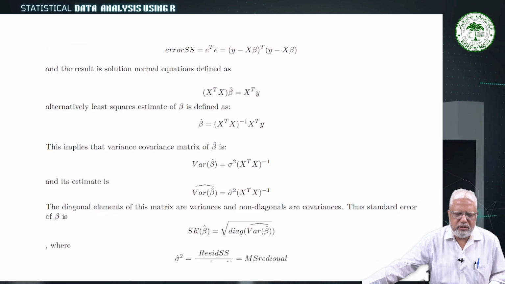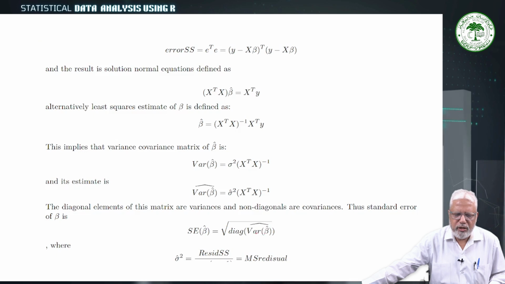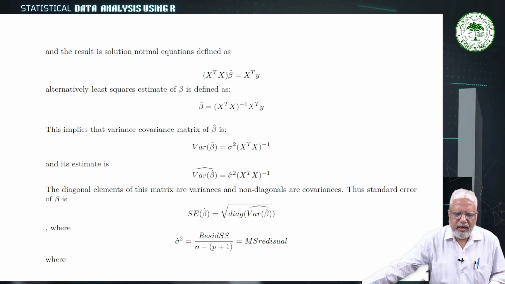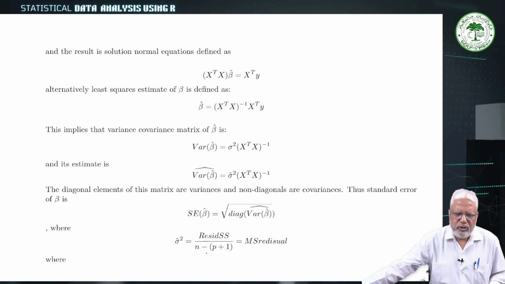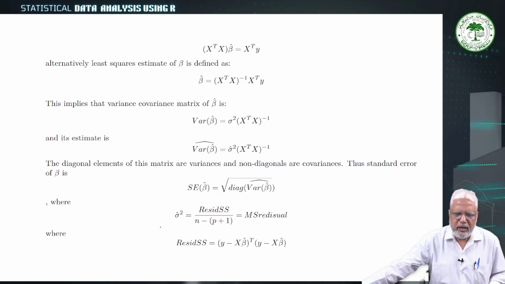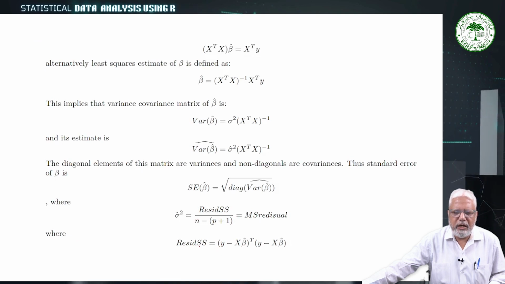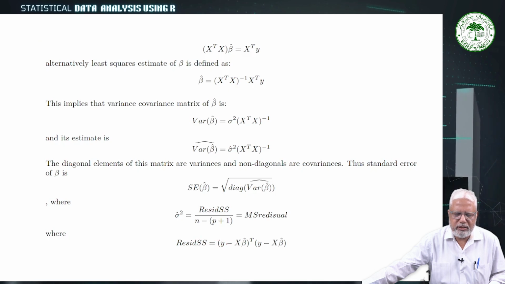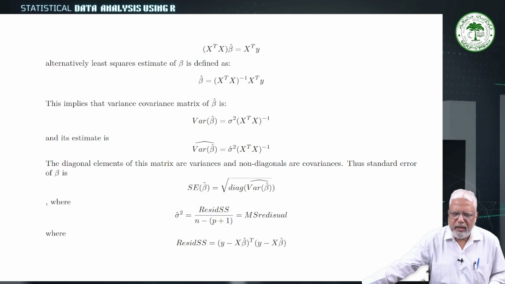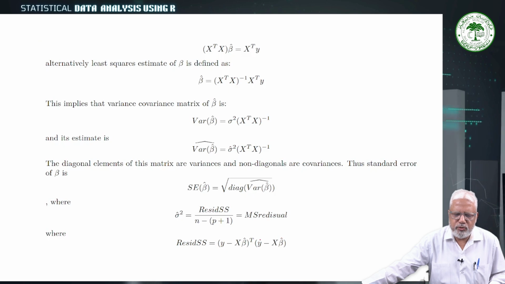Thus the standard error of beta, SE of beta, is actually the square root of the diagonal elements of the variance of beta hat, where sigma hat square is equal to resid SS divided by n minus (p plus 1). See, p is the number of predictors and 1 stands for the constant term, that is beta naught, the intercept. This is nothing but MS residual, where resid SS is equal to, see this error SS, and what is the difference between error SS and residual SS? In residual SS we put beta hat here. If we remove this beta hat from here, it will be an expression for the error SS, and when we put this beta hat, it will be the residual SS.